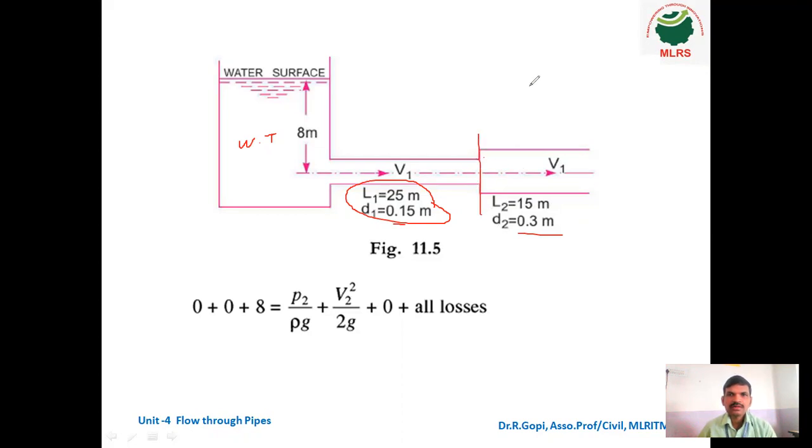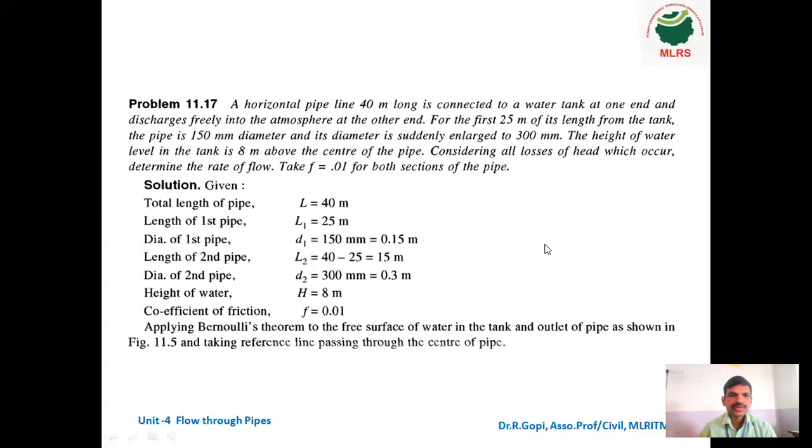So what losses will come? Let us see one by one. First one is loss due to inlet of the pipe. Next, loss due to friction, major loss. And loss due to sudden enlargement. And again, loss due to friction in the second pipe. So totally 2 minor losses and 2 major losses occur. So let us see how to solve this problem.